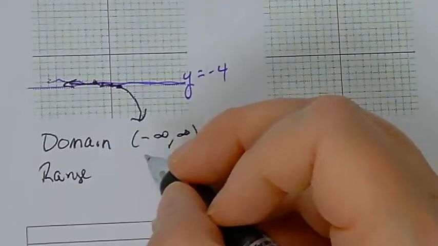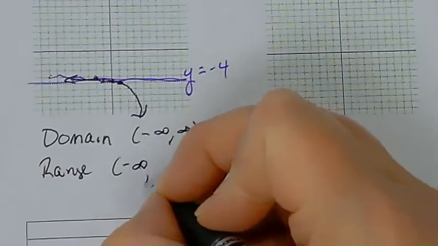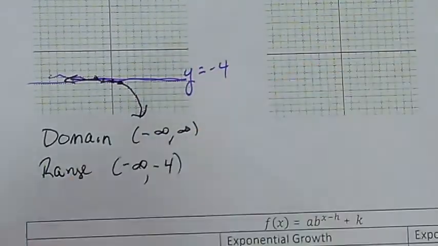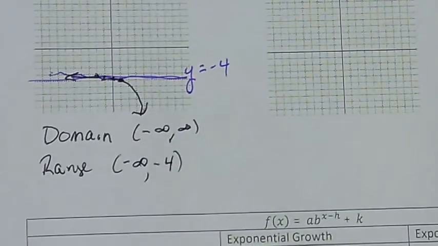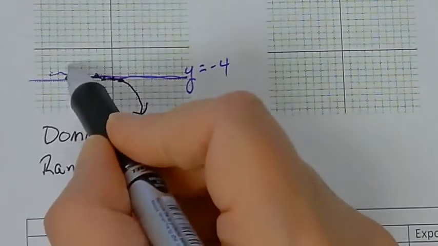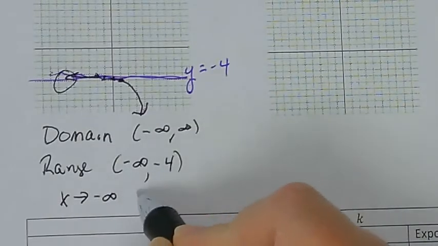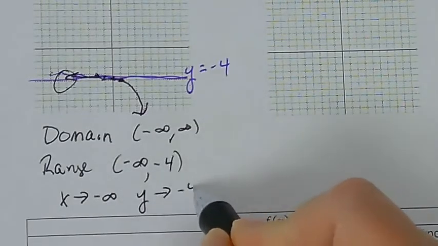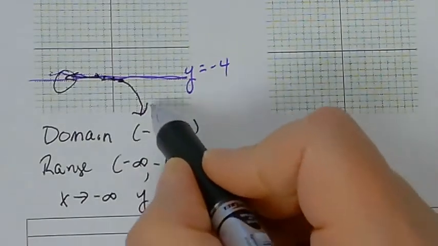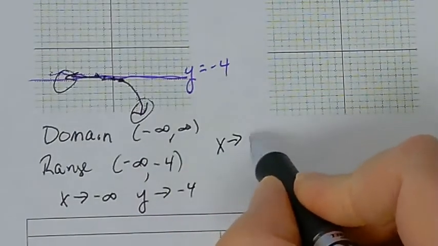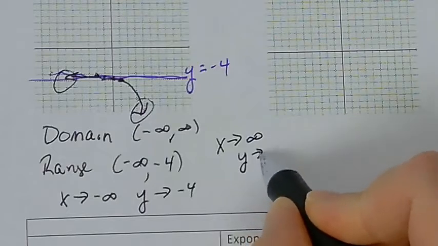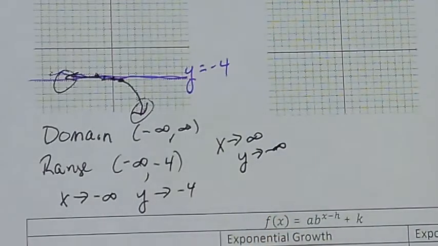The smallest y value is -infinity, and then it goes up to -4 and never touches it. The end behaviors: this end, as x approaches -infinity, y is approaching -4. This end, as x approaches infinity, y approaches -infinity. Let's do one more.